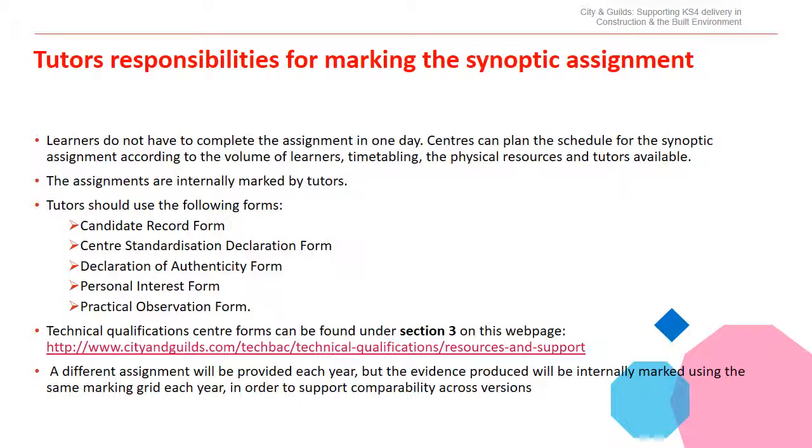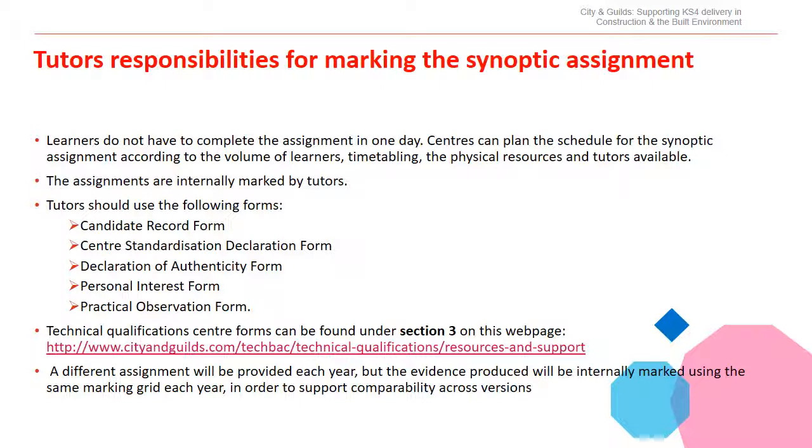You also need to submit evidence to show that your centre has standardised the work exactly the same as you would for internal quality assurance if there is more than one marker. We also need a declaration of authenticity form. Should you have a personal interest or you actually know one of your candidates, that must also be declared on the personal interest form, and the practical observation form that must be submitted alongside all of this evidence.